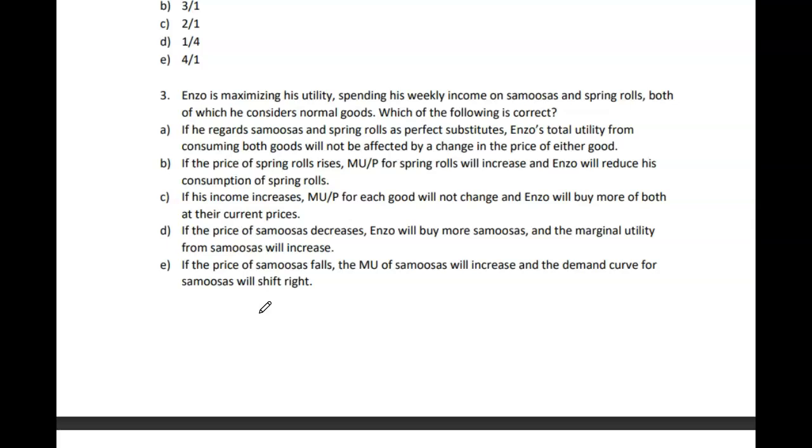Okay, so Indo is maximizing his utility weekly. And weekly he buys samosas and spring rolls, both of which are considered normal goods. Which of the following is correct? I'll say it's A. If he regards the samosa and spring roll as perfect substitutes, the utility from consuming both goods won't be affected by a change of price on either good.